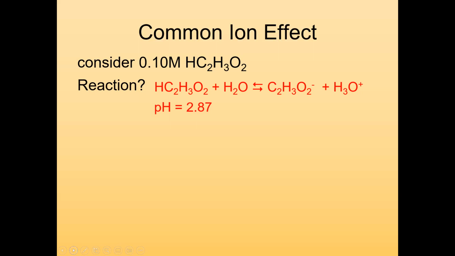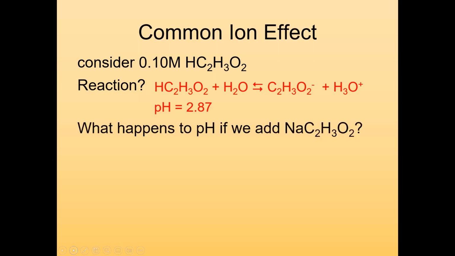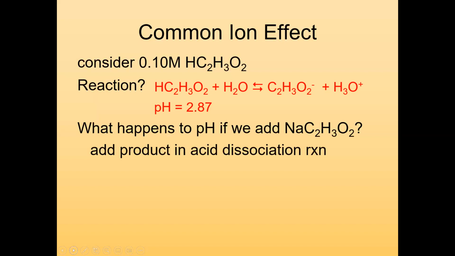Now, this ties back into equilibrium. But let's look at what would happen to the pH if we were to add sodium acetate to this. If we did that, it would add acetate ions, which is on the product side. If we add products, that means equilibrium shifts to the opposite side, so it would shift towards the left, towards the reactant side.